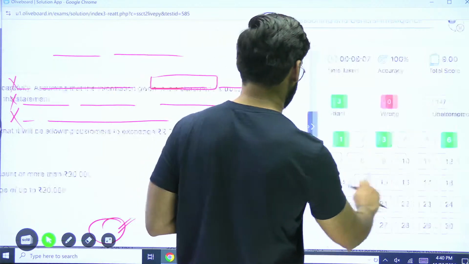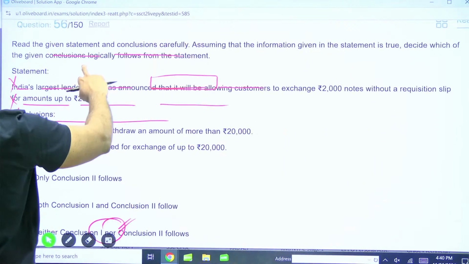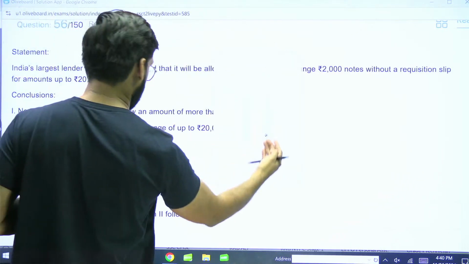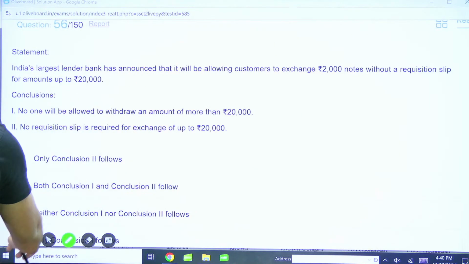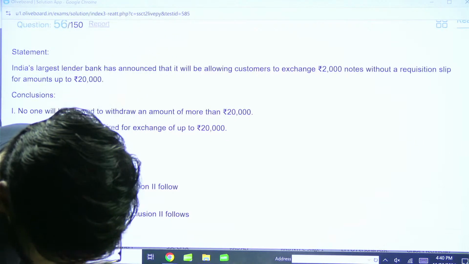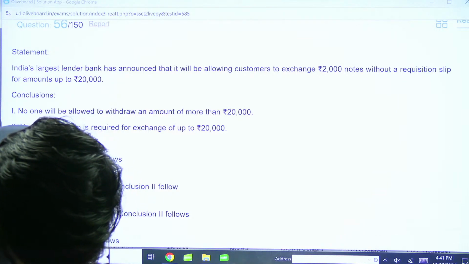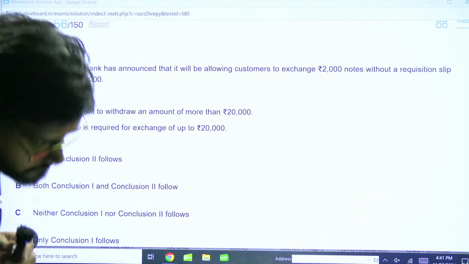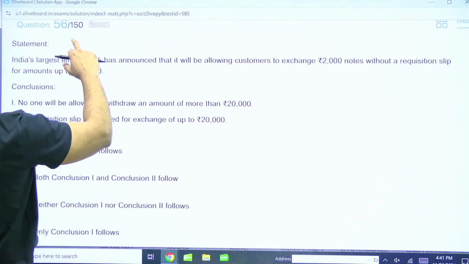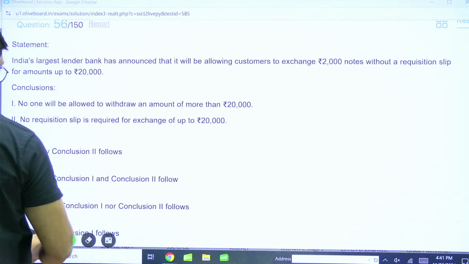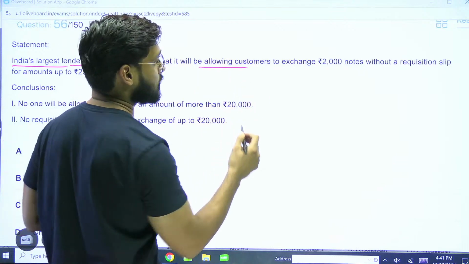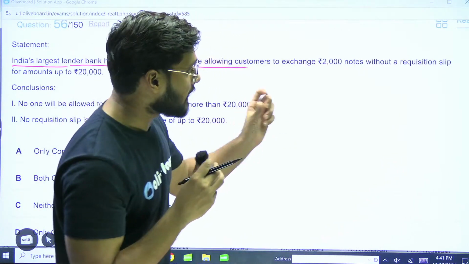Next, 26th question on our screen, again from the statement and critical reasoning. Let's see what should be the right answer.